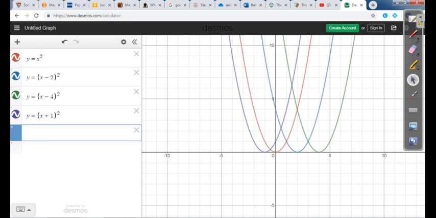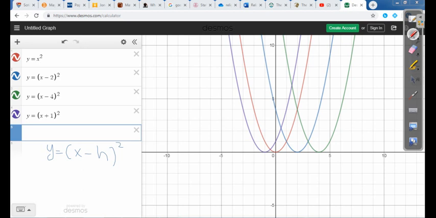Okay? Now the question is, why? I'm going to tell you why right now. All I want you to do right now is look at me and don't write anything down. Remember that your formula is y equals (x minus h) squared. So this is your formula.